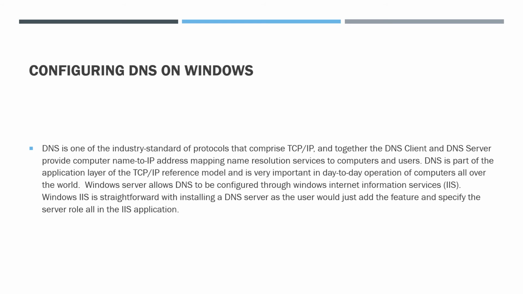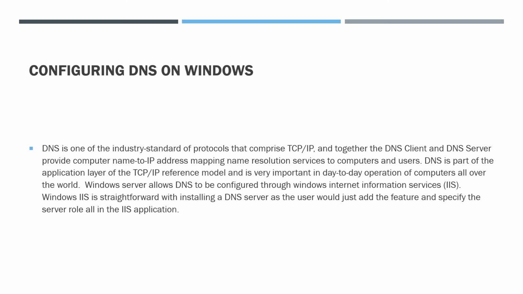Configuring DNS on Windows. So DNS is one of the industry standard protocols that comprise TCP and IP. And together, the DNS client and the DNS servers provide name to IP address mapping, name resolution services to computers and users. DNS is part of the application layer of the TCP and IP reference model, and is very important to day-to-day operations of computers all over the world.